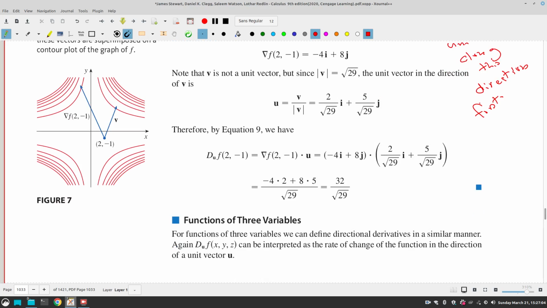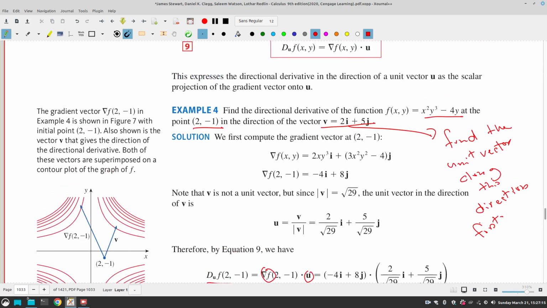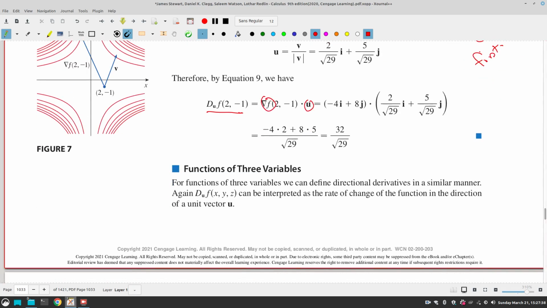And so D_u f at the point (2, negative 1) is del f dot u. What is del f at (2, minus 1)? Del f is equal to df over dx i plus df over dy j, which is equal to this, as you can calculate, and when you plug in (2, minus 1), you get negative 4i plus 8j. So you find the dot product along that direction. This is the directional derivative.